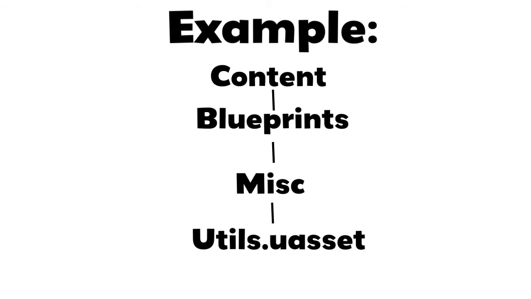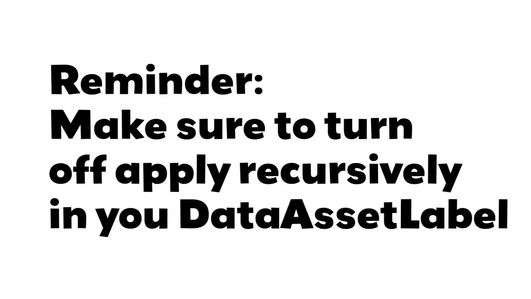I'll give an example. So for example, you want to have an asset from the game called utils.usf. And the path is in Misc. So the way to access it is first create a folder in your main content directory called Blueprints, then make another folder nested in that called Misc, and then make a new blueprint called utils. Then you can reference it in your code. Keep in mind you will have to change the setting in your mod data asset. That setting is applied recursively. Make sure it's unchecked.